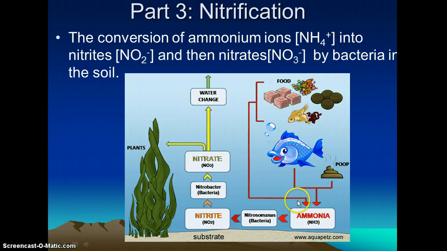Next, we have nitrification. Once again, we're taking this ammonia that's semi-usable, and we're putting it into an even more usable form, nitrite and nitrates. All right, once again, bacteria are going to do this. Usually they're in the soil. In an aquatic system, they're going to be bacteria that just are floating around in the water, and they'll turn this ammonia into a more usable form, nitrate or nitrates.